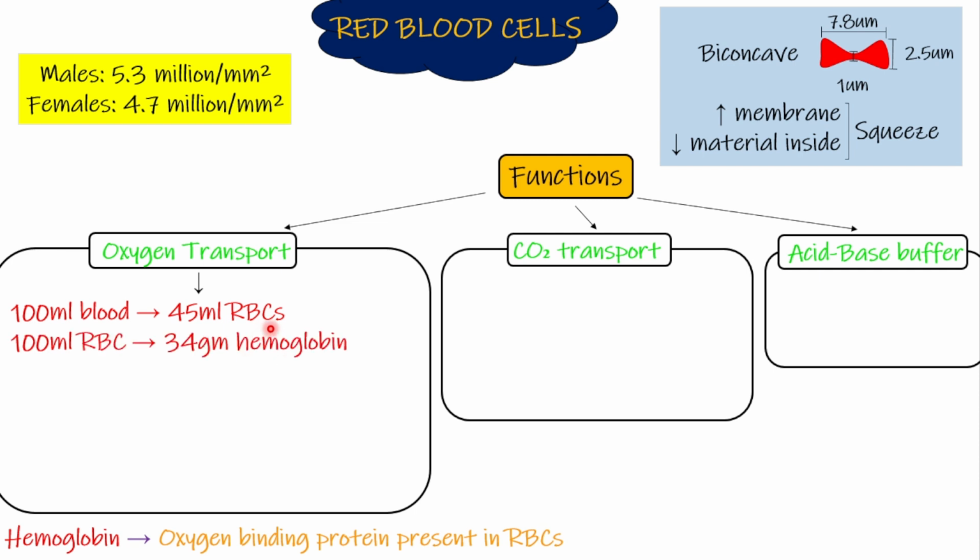Now we know that 100 ml of RBCs have 34 grams of hemoglobin. So what is the amount of hemoglobin present in RBCs? 100 ml of RBCs have 34 grams of hemoglobin. Basically, we are going to calculate the amount of oxygen which 100 ml of blood can carry.